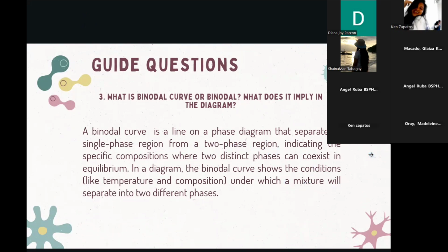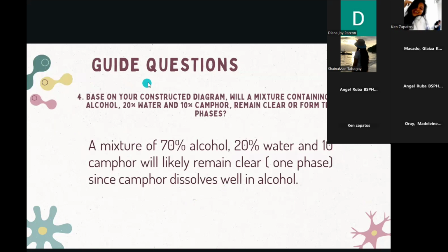For number 4, based on your constructed diagram, will a mixture containing 70% alcohol, 20% water, and 10% camphor remain clear or form two phases? A mixture of 70% alcohol, 20% water, and 10% camphor will likely remain clear in one phase since camphor dissolves well in alcohol.